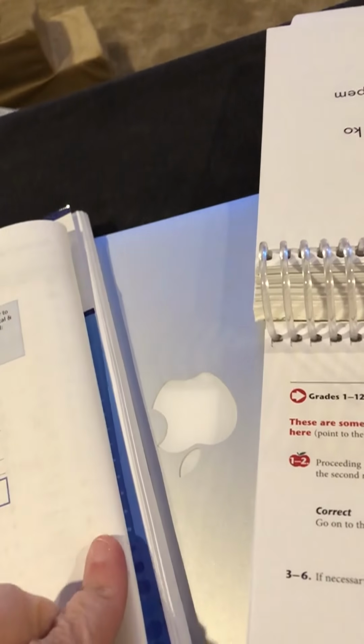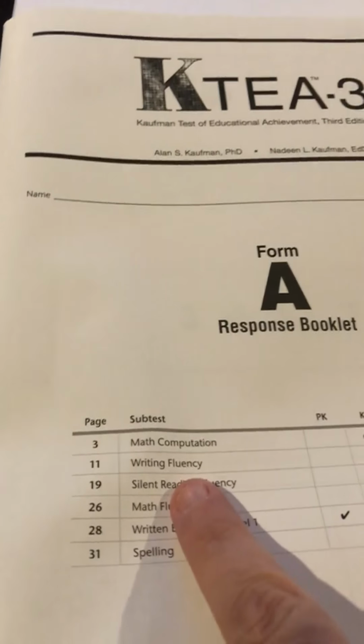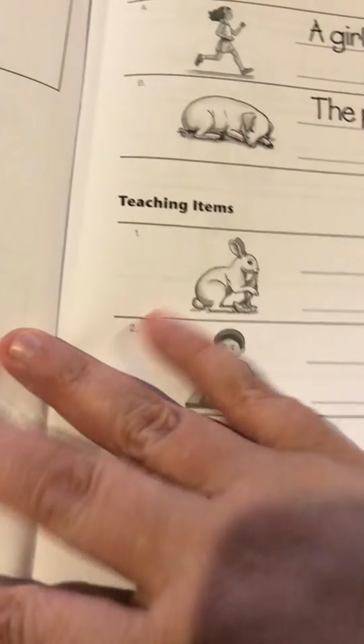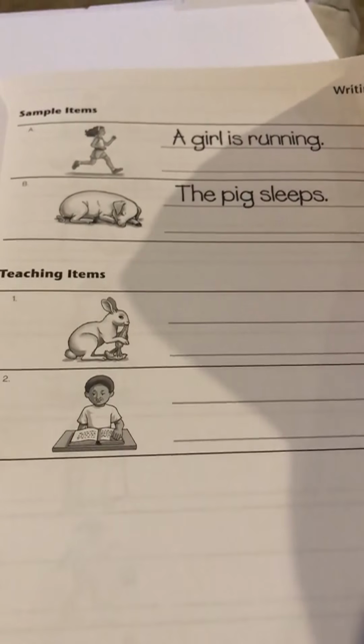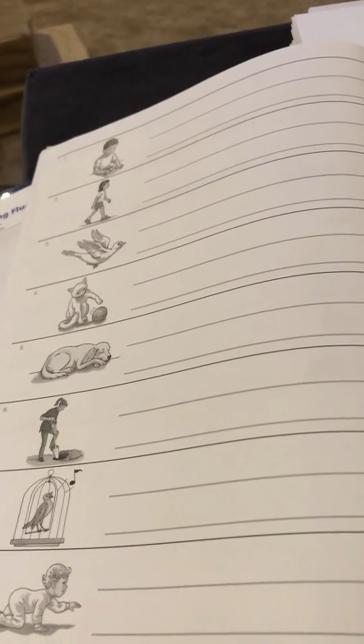Okay? The next test is writing fluency. And you notice I don't have anything scored there yet because they are going to do writing in the booklet. So writing fluency is here. It says it starts on page 11. And these are the items. These are the sample and these are the teaching items. Okay? And then this is where it starts, the test starts.